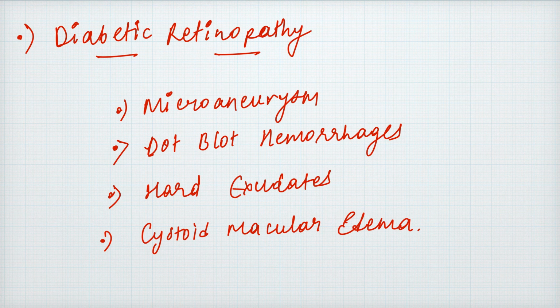Now diabetic retinopathy: what are the important points to remember? Microaneurysms are seen, dot and blot hemorrhages are seen, hard exudates are seen, and cystoid macular edema (CME) is seen in diabetic retinopathy. This is very important and you have to remember this.